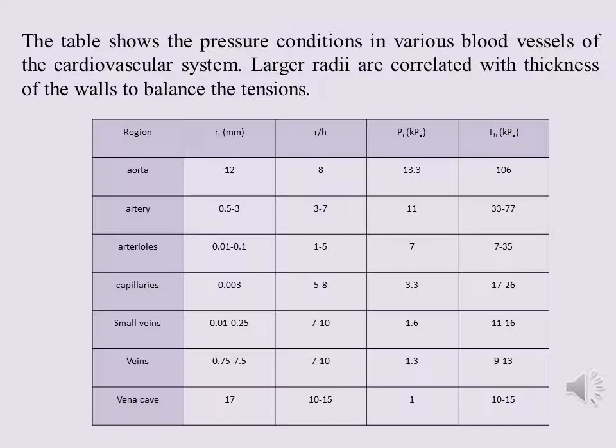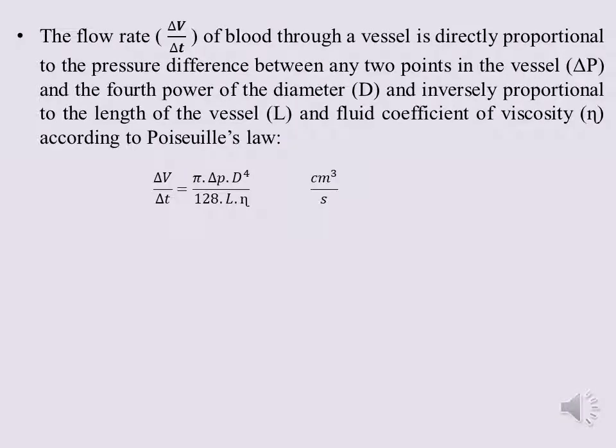The table below shows the pressure conditions in various blood vessels of the cardiovascular system. Larger radii are correlated with thickness of the walls to balance the tensions. The flow rate, delta V over delta T, of blood through a vessel is directly proportional to the pressure difference between any 2 points in the vessel, delta P, and the fourth power of the diameter, D, and inversely proportional to the length of the vessel, L, and the fluid coefficient of viscosity, eta, according to Poiseuille's law as in the equation.